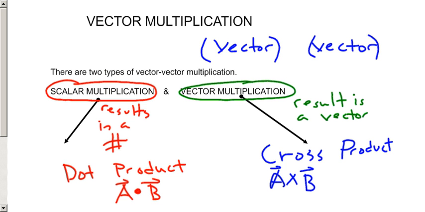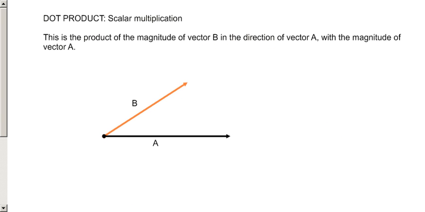Okay, well, let's dive into what these mean. So the first one we'll look at is the dot product. So the dot product, what does it mean? The dot product is defined as such. The dot product is the product of the magnitude of vector B that is in the direction of vector A with the magnitude of vector A. What the dot product is looking at is the product of the two vectors in the same directions.